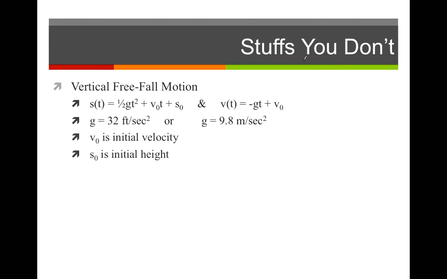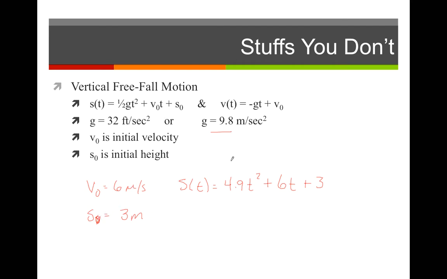Oops. So if I said, write the position function for an initial velocity of 6 meters per second with an initial height of 3 meters. Since the problem is dealing with meters, I'm going to use g as 9.8. And I'm going to say s of t is equal to 1/2 of 9.8, which is 4.9, t squared plus 6t plus 3. So my initial height, sorry, that's supposed to be s of 0.